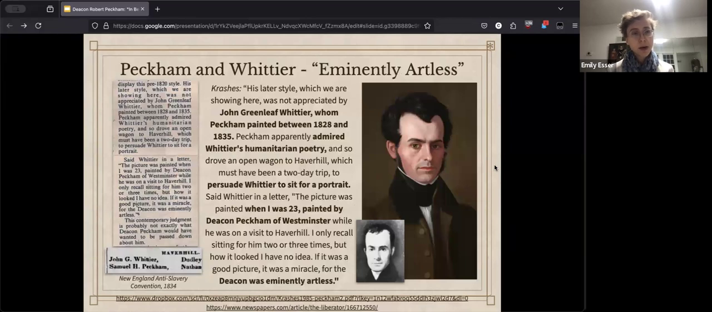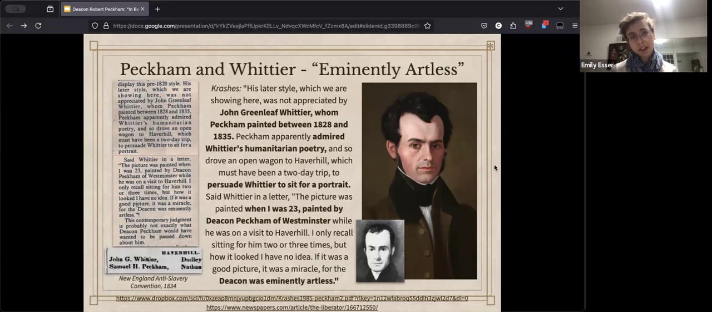Now, there's a big legend with Whittier that I haven't been able to entirely disprove, but I haven't really been able to prove it either, and that's actually quite a stumbling block for me. It is said that Whittier called his work eminently artless, allegedly. He said, "I was painted by Deacon Peckham of Westminster when he was on a visit to Haverhill."